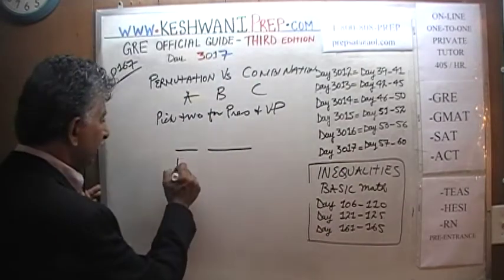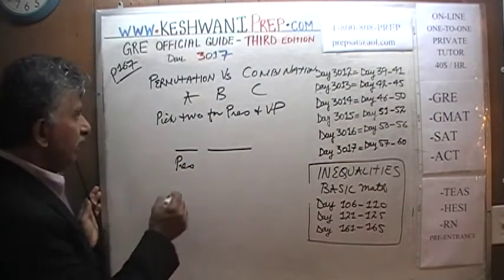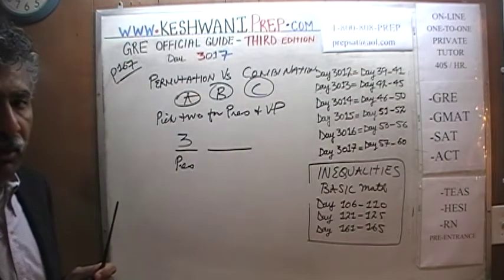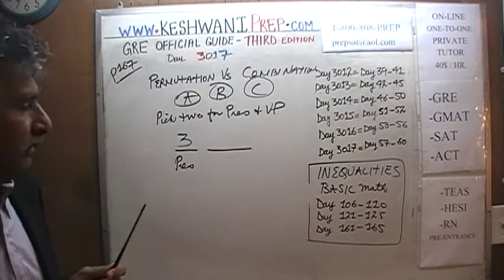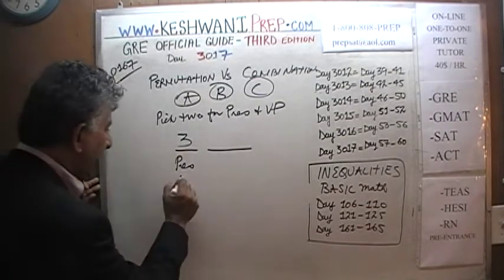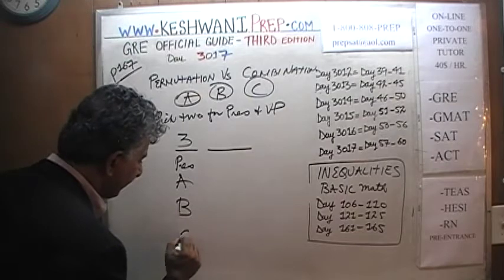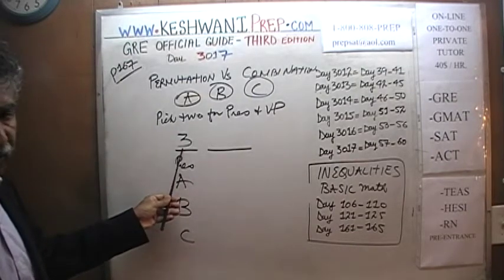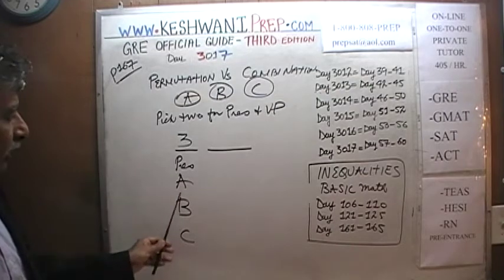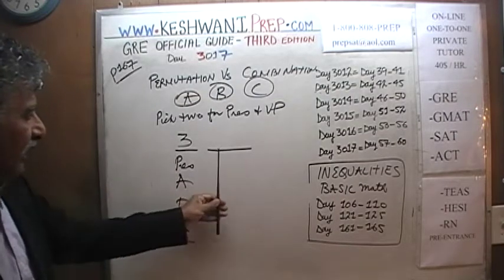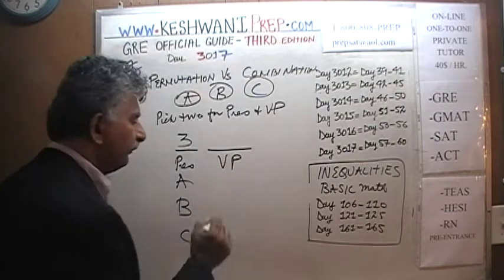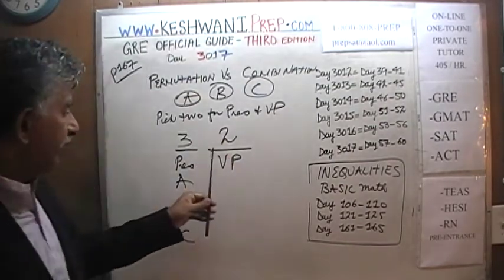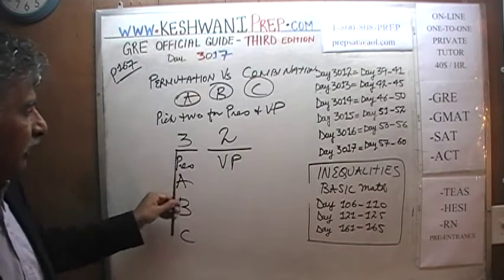How many different ways can we pick president? Well, there are three people, A, B, and C. So there are three different ways. I have three choices to have my president. I can have A as a president, I can have B as a president, I can have C as a president. Once we've chosen one person for president, how many different ways can I pick my vice president? The answer is, there are two different ways, because we already picked one person out of three, so we have two choices.